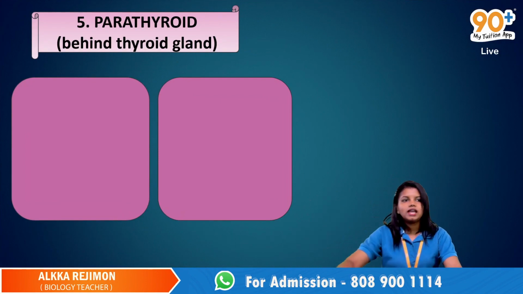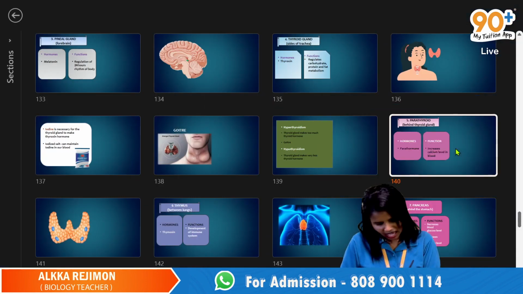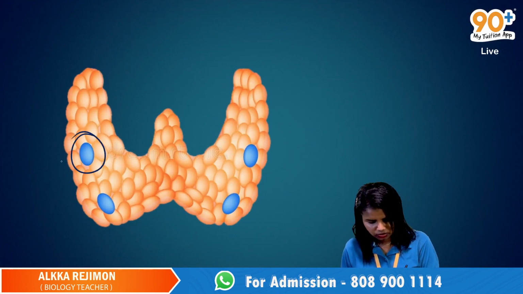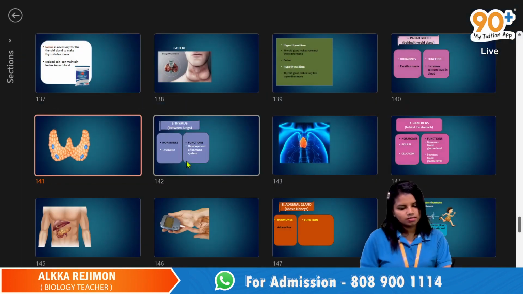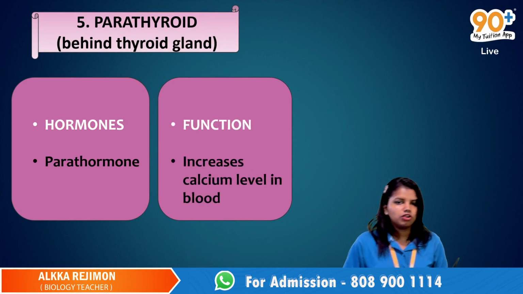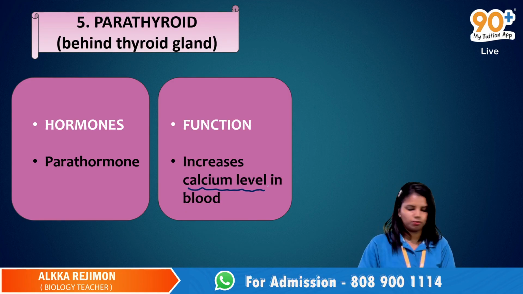The fifth gland we need to discuss is the parathyroid gland, which is present just behind the thyroid gland. So this is the back portion of your thyroid gland, and here you can see these blue buttons. These are seen in pairs, and these are the parathyroid glands which produce the hormone parathormone, one of the most important hormones that is taking care of the calcium level of your blood.